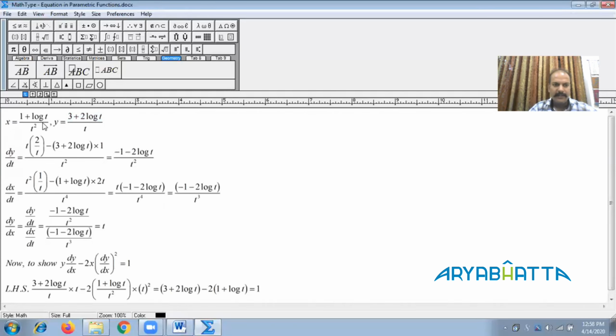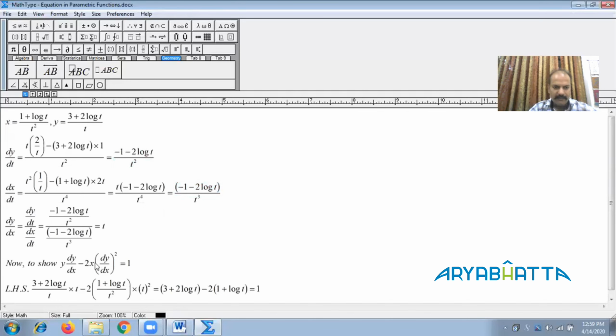Now for dx upon dt, again I use the quotient rule for this. It will be t square as it is, derivative of 1 plus log t is 1 upon t, minus numerator as it is, derivative of t square is 2t. After calculation, this is what we have as dx upon dt. Now for dy upon dx, this is dy upon dt divided by dx upon dt. Placing the values of dy by dt and dx by dt, after cancellation, it is t.